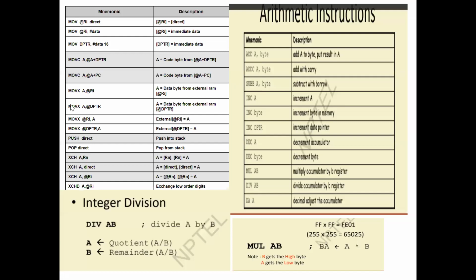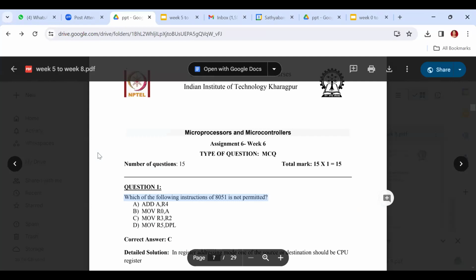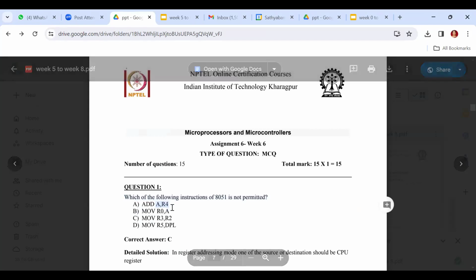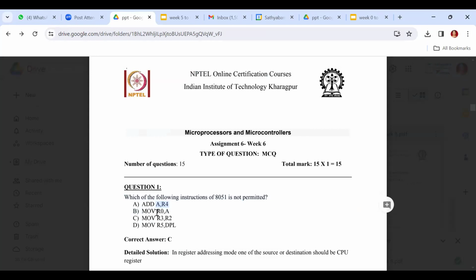Now we will see one by one according to the program. Which of the following of 8051 is not permitted? ADD A, 4, I can add to my A. But you all remember that I can move my accumulator to R0. Moving from one bank register to another bank register is not possible. It is only with the help of the CPU, bit addressable register only. We all know DPL is also a bit addressable register. So the third one is false. Moving from one bank register to another bank register will not be permitted.